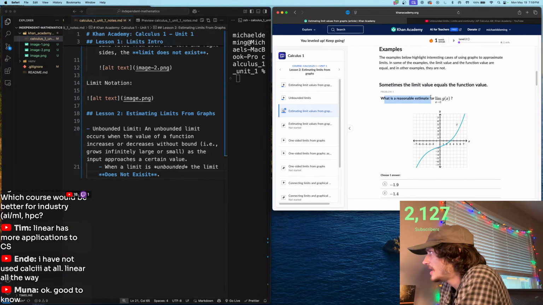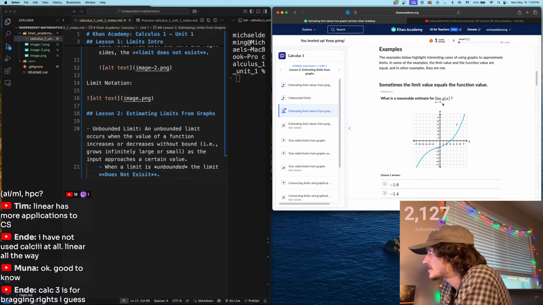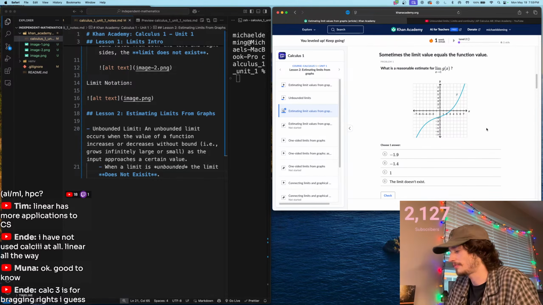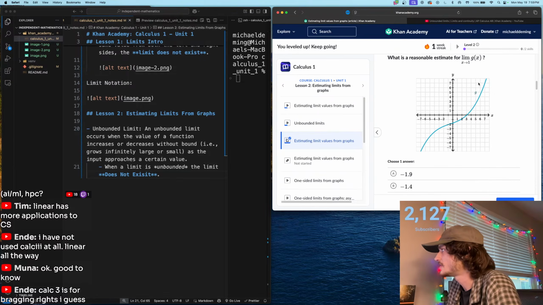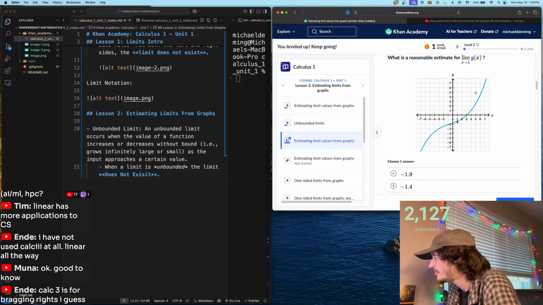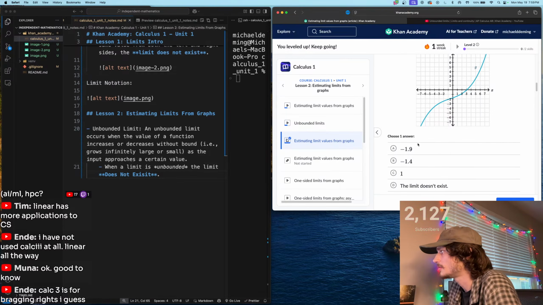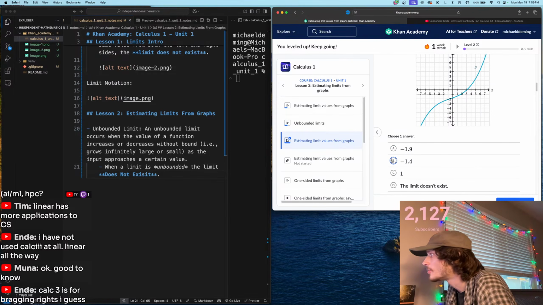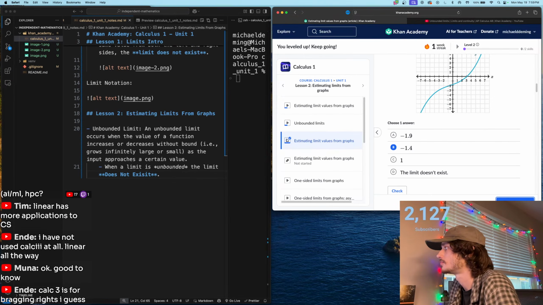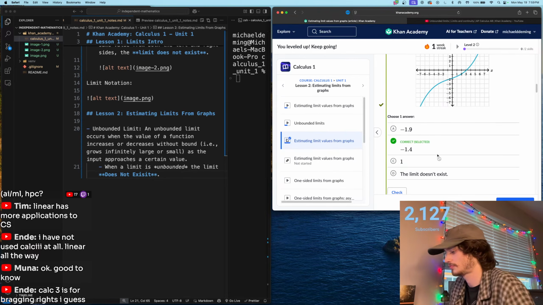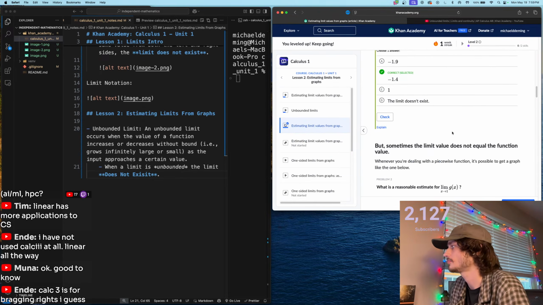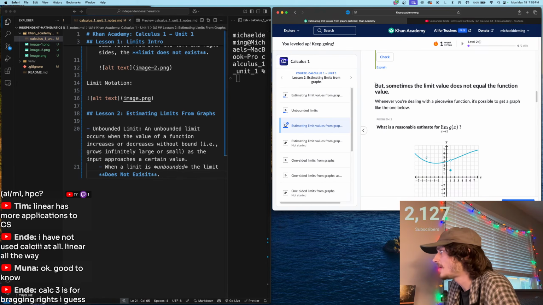What is a reasonable estimate for the limit of g of x as x approaches 1 for this graph here? So for this function g of x, as x approaches 1, as we're converging on 1, we're converging on a value of about negative 1.2 or something. 1.4. Nice. But sometimes the limit value does not always equal the function value, right?